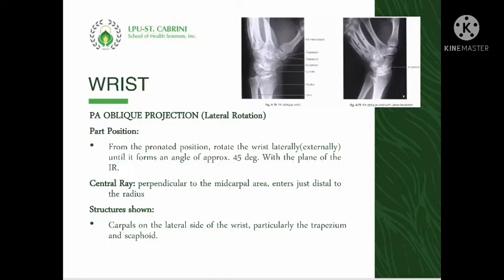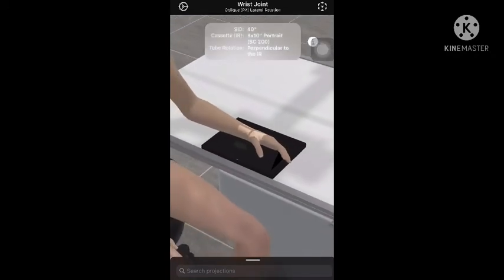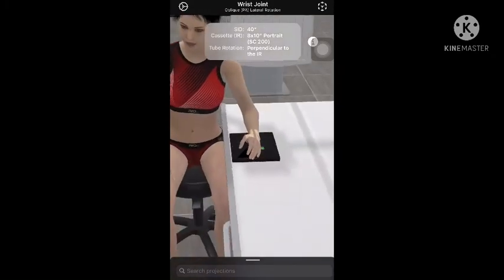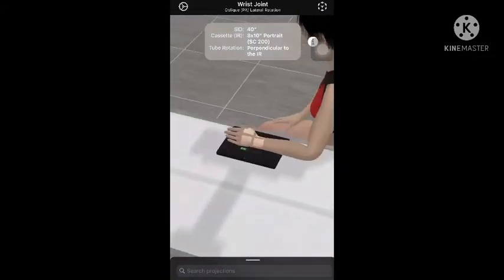We can also use a 45 degree Pong wedge to ensure the proper obliquity of the wrist. The central ray is directed perpendicular to the mid-carpal area. It enters just distal to the radius, which is the elevated side. This projection will visualize the carpals on the lateral side, particularly the trapezium and the scaphoid. To give more emphasis to the scaphoid, this projection has a modification in which the wrist is in ulnar deviation while having a 45 degree obliquity from the IR plane.